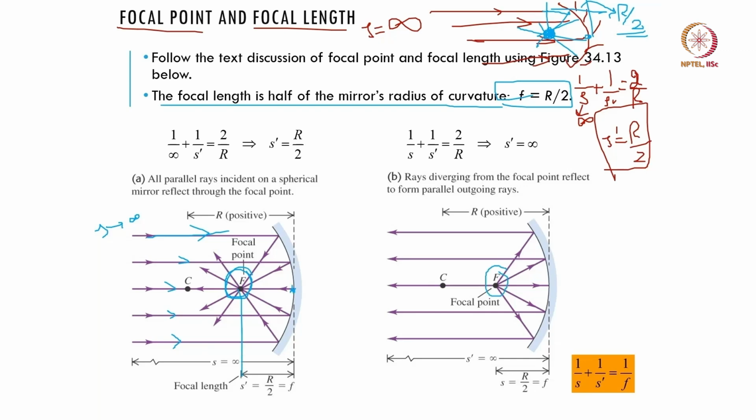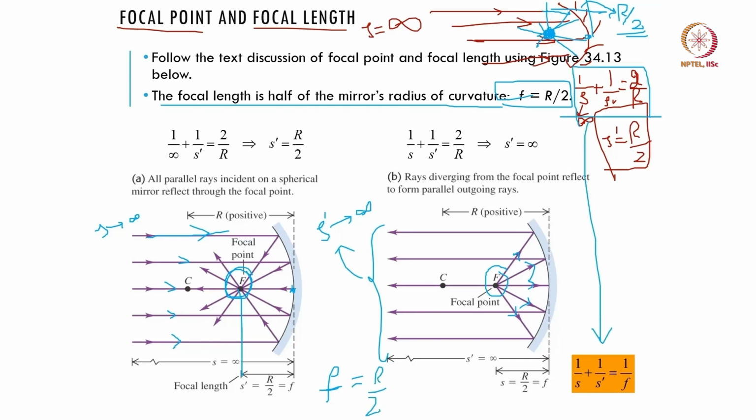Conversely, if we have an object at the focal point, then all the light rays that travel outward from the focal point get reflected and converted into parallel light beams, implying the image is at infinity, that is, s dash is at infinity. Thus, substituting f equal to r by 2 in the image object relationship, we get this relation, which is 1 by s plus 1 by s dash equal to 1 by f.